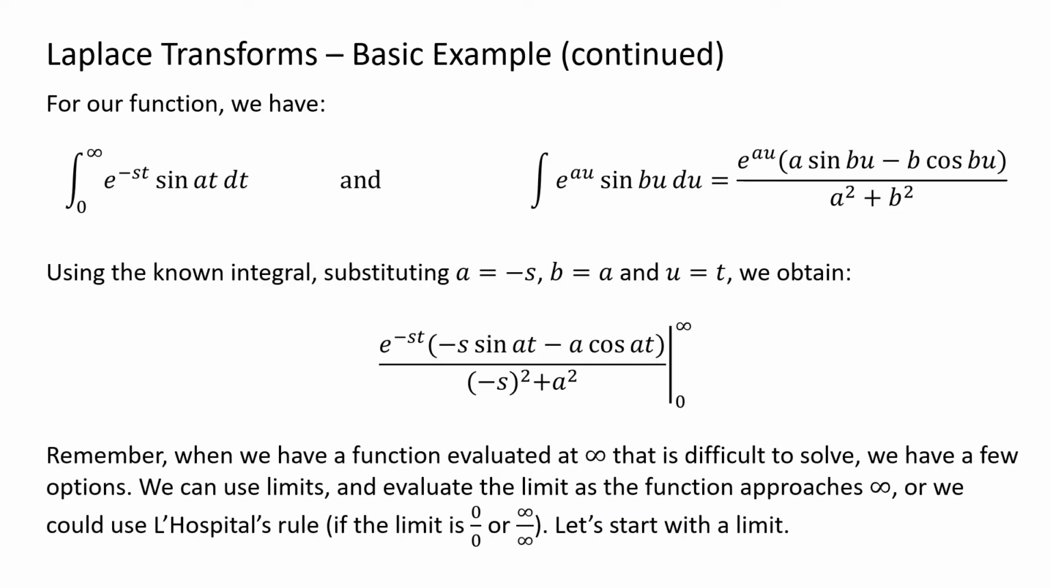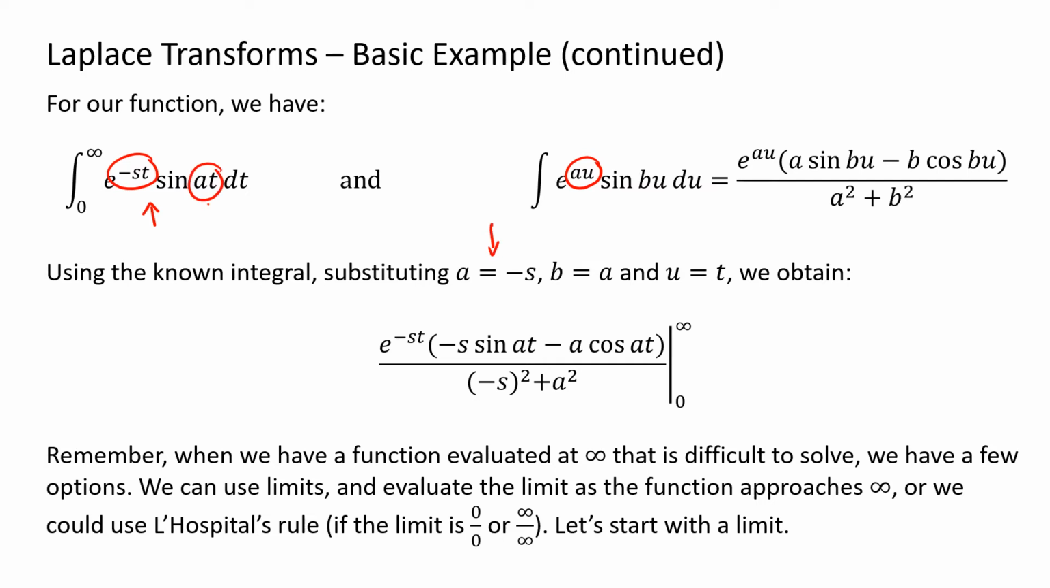So for our function, we have e to the integral of negative s times t times sine of at dt. Remember, this is a function of t, so we assume that s here and a are constants. It's unfortunate that we have an a here and an a in the integration by tables, but it is what it is. So if we substitute in, remember we have a here and we have a negative s here. So a is equal to negative s.